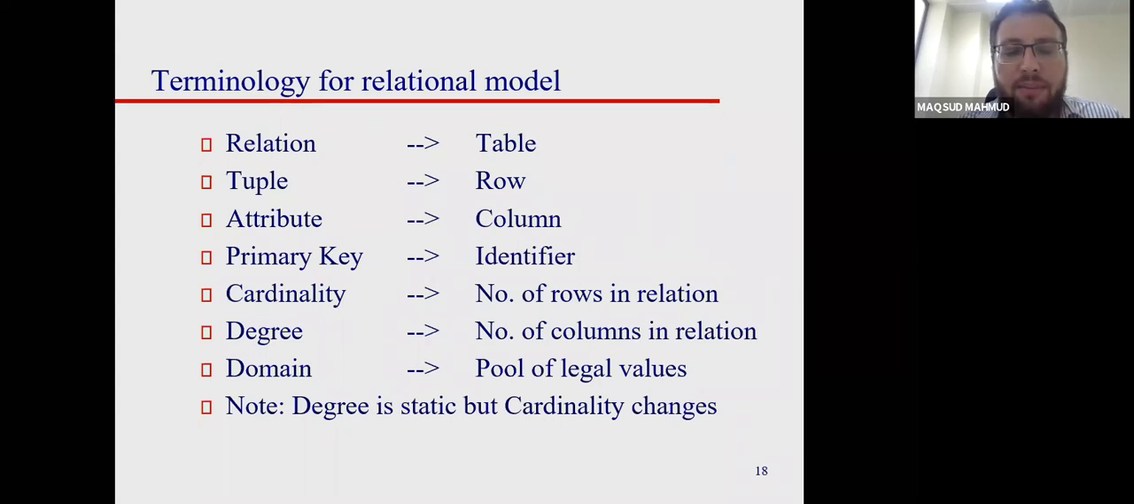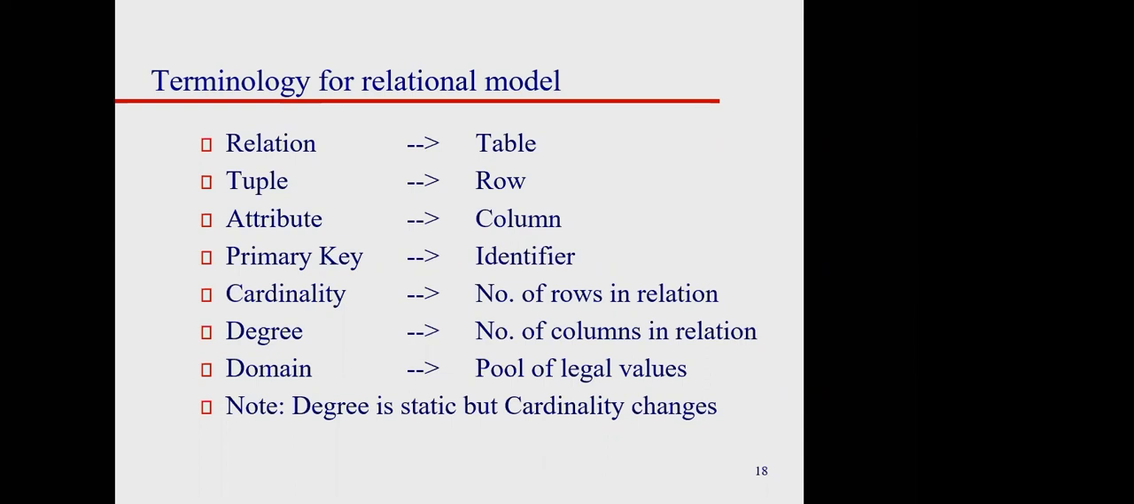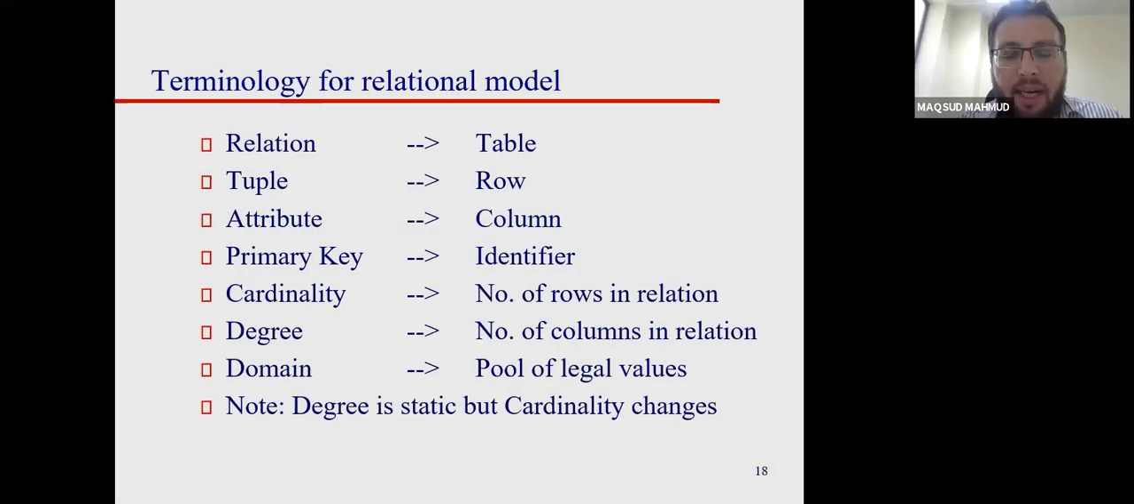Degree means number of columns. Domains mean the pool of legal values. Pool of legal values means the maximum you can put into a certain field over there. Degree is static but cardinality changes.